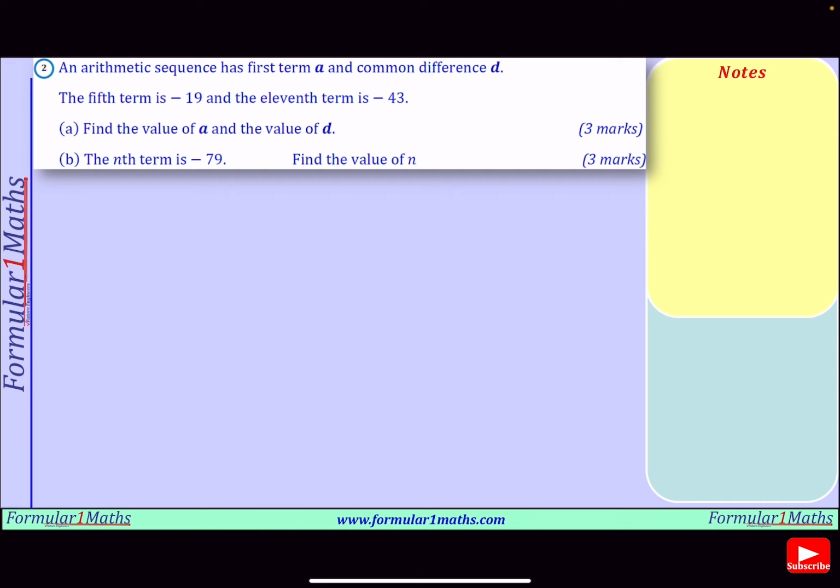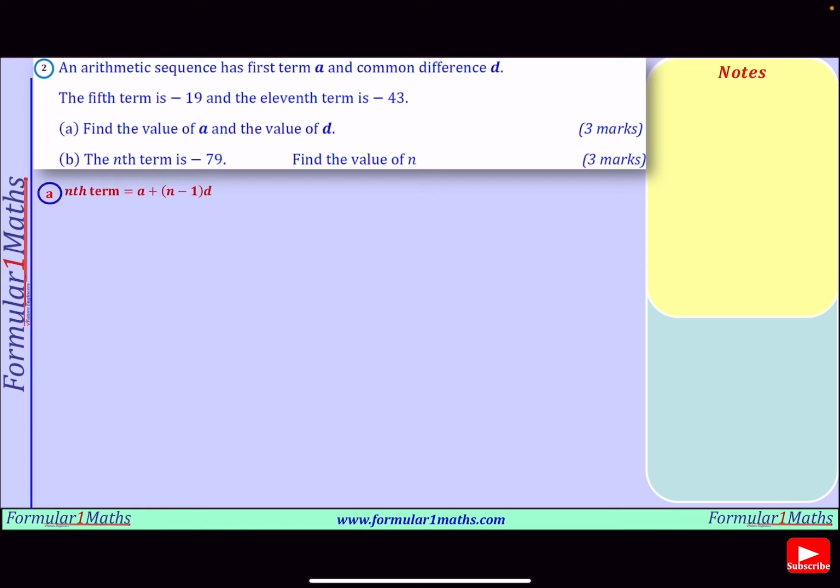Question 2. An arithmetic sequence has first term a and common difference d. The fifth term is minus 19 and the 11th term is minus 43. A. Find the value of a and the value of d. B. The nth term is minus 79. Find the value of n.